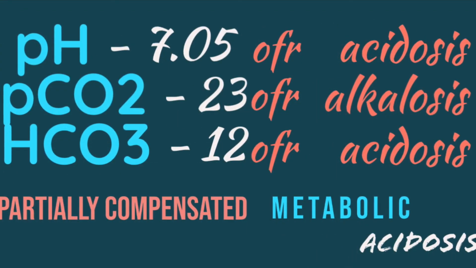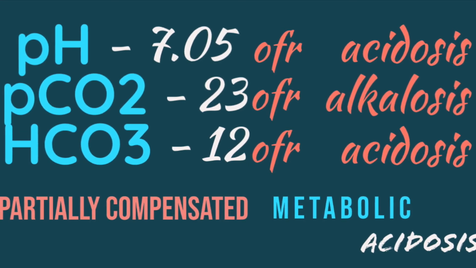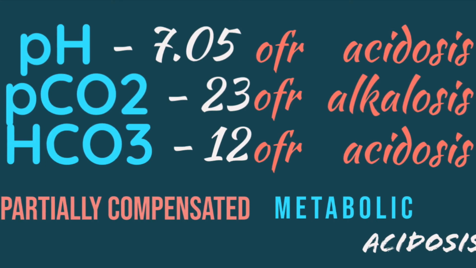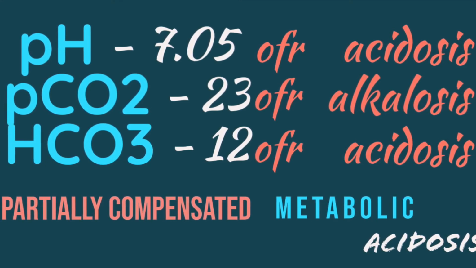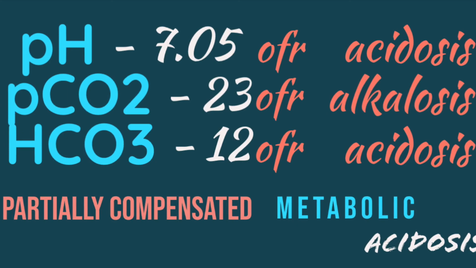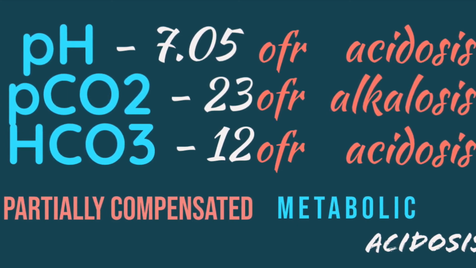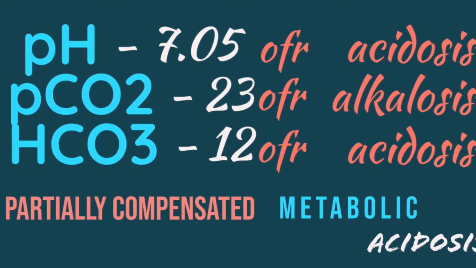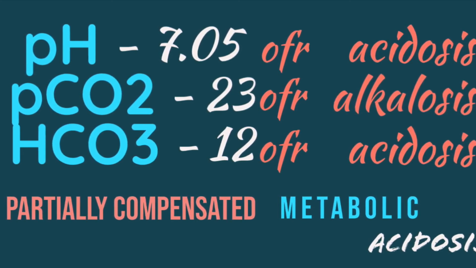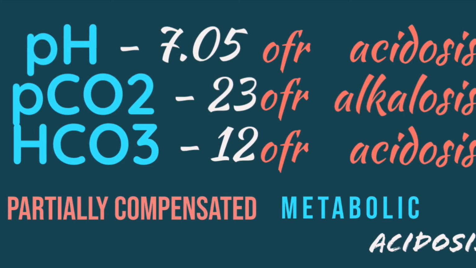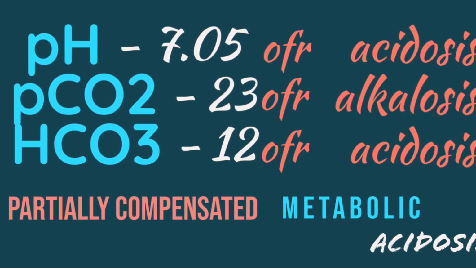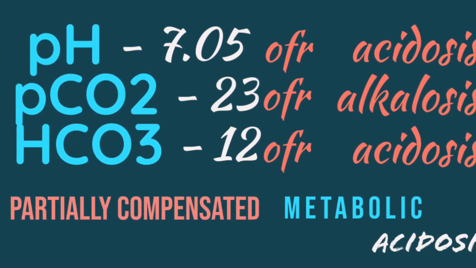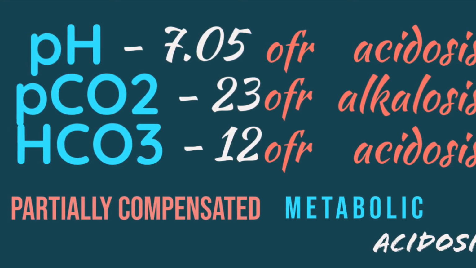Here is the example for partially compensated metabolic acidosis. Let's check the values. pH is 7.05, carbon dioxide is 23, bicarb is 12. All of the values are out of range, so it is partially compensated. By using ROME method, let's check whether the condition is metabolic or respiratory. Here the pH value and bicarb level are moving in the same direction, so it is metabolic. And most of the values are moving towards acidosis, so it is acidosis. So here the condition is partially compensated metabolic acidosis.